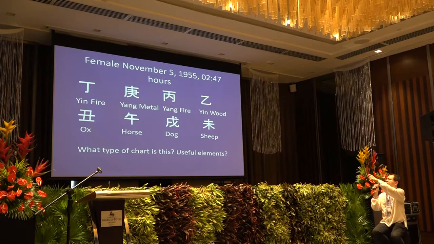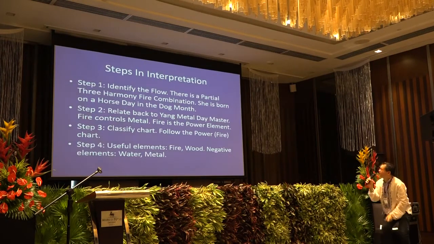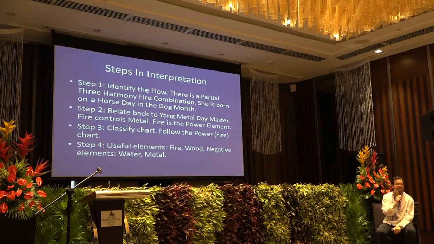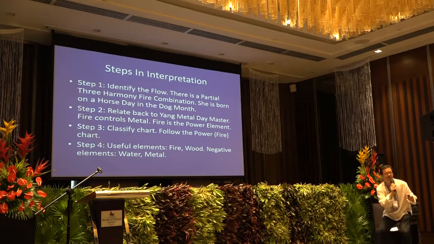So let's look at the steps again. Number 1, identify the flow. So there is a partial 3-harmony fire combination. She is born on a horse day in the dog month. Step 2, you relate it back to the yang metal day master. Fire controls metal. Fire is the power element. Step 3, you classify the chart. This is a follow the power fire chart. Useful elements, fire and wood. Negative elements, water and metal. So step 5, verify, verify, verify. What are her life events?